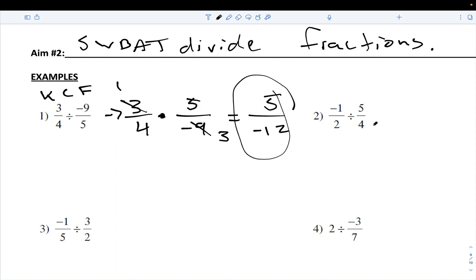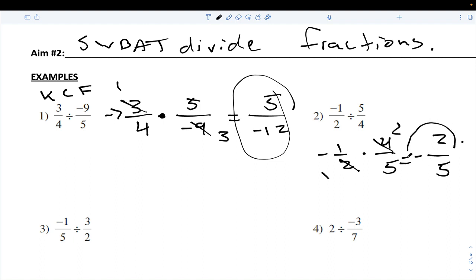Help me with this one, Raiden. What do I have to flip before I can multiply? Good. 4 over 5 looks like that. Help me cross cancel. What do I cross cancel, Hadley? Good. 1 times 2 is 2. 1 times 5 is 5. What's my blunder if I circle 2/5? Lily, it needs a negative 2/5.